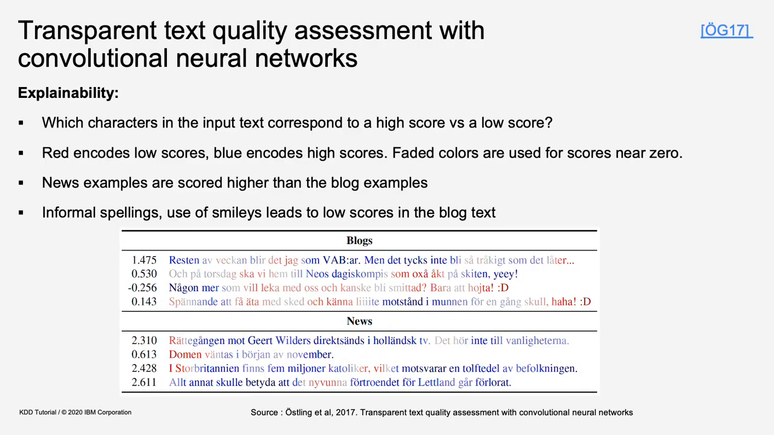In order to provide insights for different low and high scoring regions in the input text, the authors visualize the gradients as shown in the figure here, using the same approach as discussed in the previous paper. Here, red encodes low scores, blue encodes high scores, and faded colors are used for scores near zero. As observed from the samples here, news examples are scored higher than the blog examples. Informal spellings and use of smileys lead to low scores in the blog text, which is evident from the red regions in the blog text.